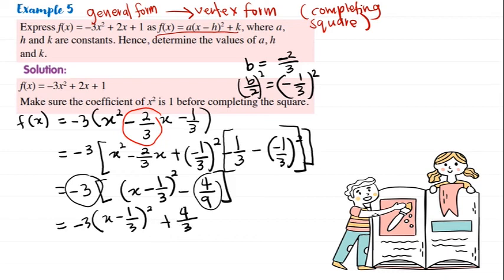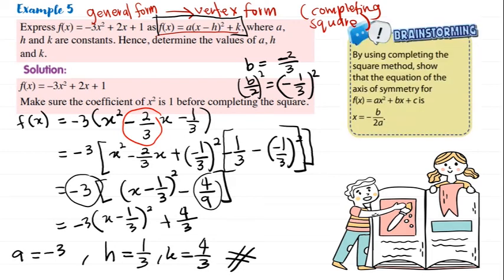So this is actually in vertex form. You can compare with the vertex form here. It means that our a is equal to negative 3, h is equal to 1 over 3, and lastly our k is equal to 4 over 3.